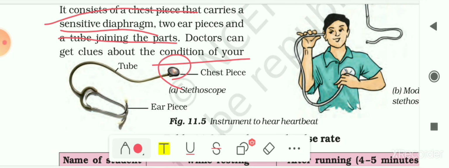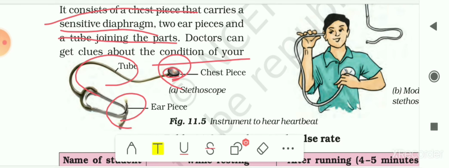This is the chest piece which consists of a diaphragm. That means this round, curtain-like structure is known as the diaphragm, and it is used to amplify or increase the sound of the heartbeats. Then there are the two earpieces which can be worn in the ears, and this is the tube which joins the earpieces and the chest piece of the stethoscope.